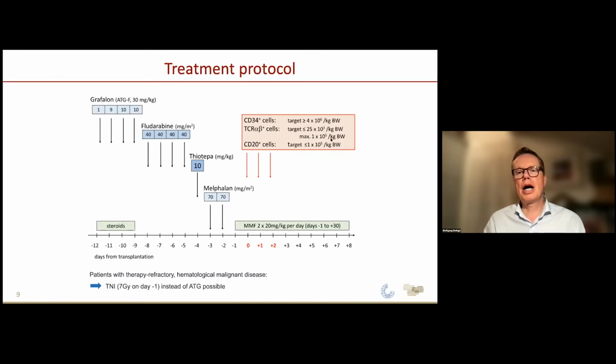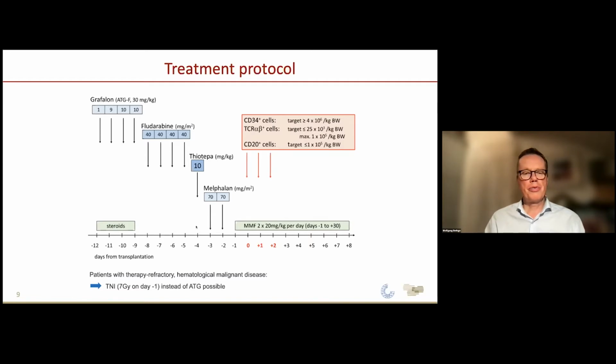Our cell dose targeted was at least 4 × 10⁶ CD34 positive cells per kilogram body weight. And we did allow up to 25,000 alpha-beta positive T cells in the graft. And also the CD20 target was below 100,000 cells per kilogram.